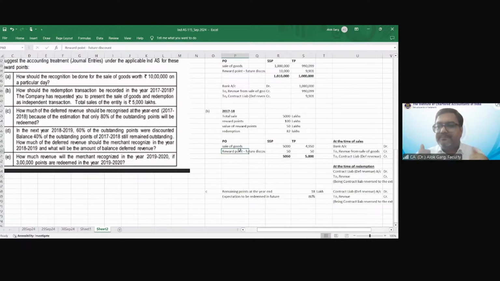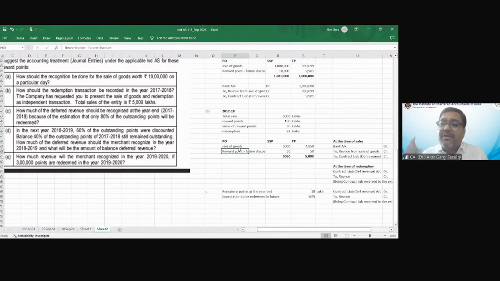Why? Number one, the product is a durable product. Everyone is not buying watches every 6 months or every 1 year. Number two, the class of customers who are buying these Rolex watches are high profile customers who do not bother about 100, 200, 500 rupees, right? So when Rolex is recognizing the revenue, Rolex recognizes the entire revenue when it is selling the watches.